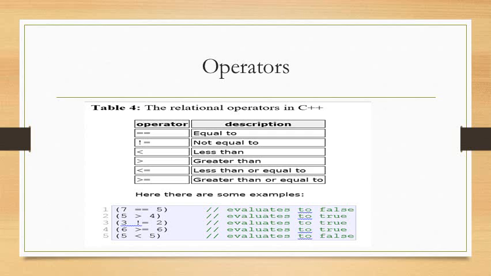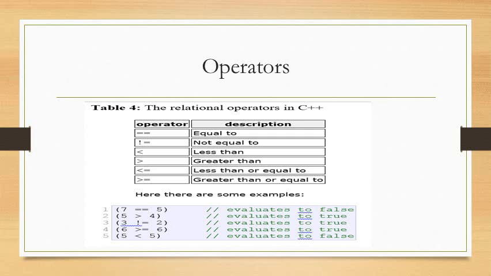7 equal 5. This one will evaluate to false because of course 7 is not equal to 5. So when it evaluates this one, it will be false. Now look at the second example. 5 greater than 4. So let me put it this way. Is 5 greater than 4? The answer is going to be either yes or no, true or false. Is 5 greater than 4? Yes, that's true. So it will evaluate to true. Then look at the third example. Is 3 not equal to 2? Let me put it in a question so you understand it more easily. Of course, 3 is not equal to 2 and it will evaluate to true.